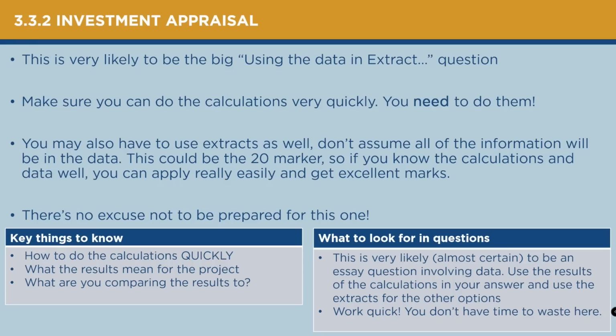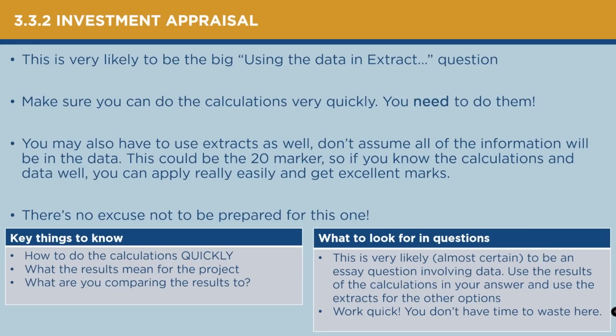There's no excuse not to be prepared for this. So make sure you know how to do the calculations quickly. Make sure you know what the results mean for the project. And if there is a comparison, make sure you know what you're comparing the results to. I think this is probably likely to be a 20 marker. And perhaps the second 20 marker, quite often that is where the big calculation question is. But that's not always the case, I don't think.